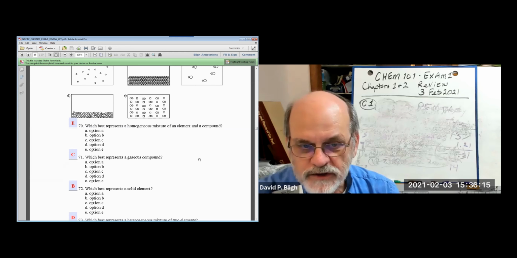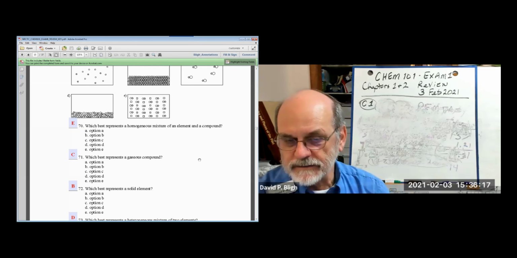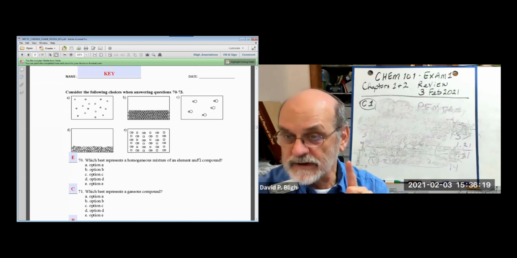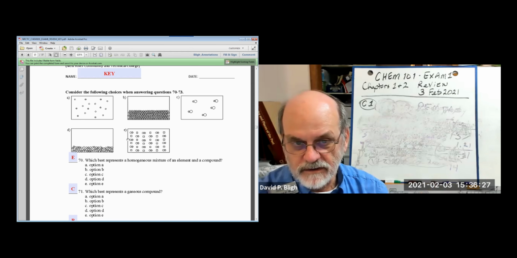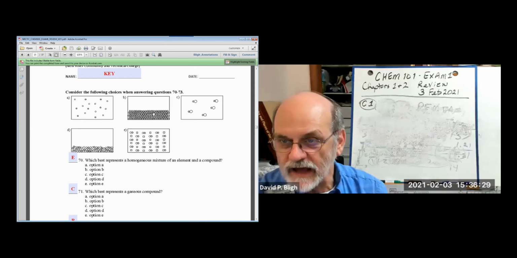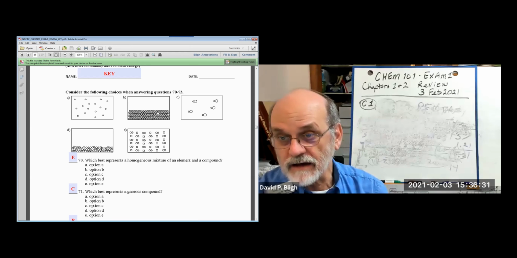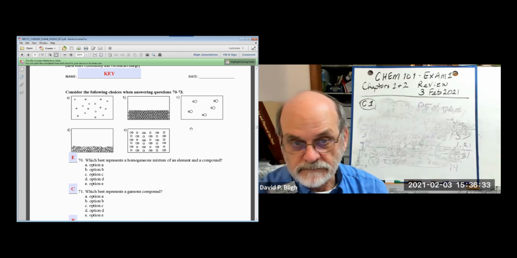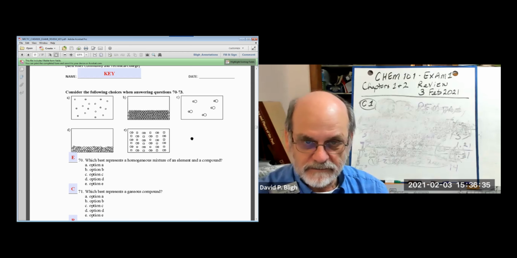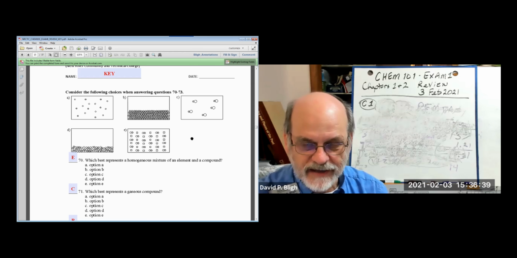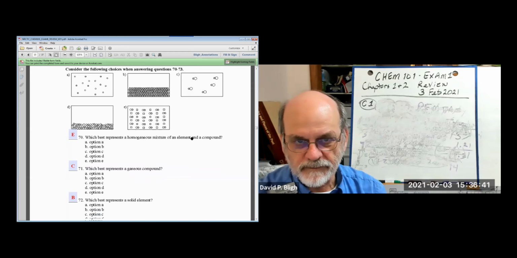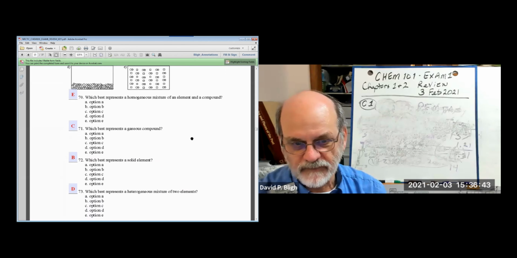72, which best represents a solid element? We need an element, and it has to be solid. That's not an element. That's not an element. It's a mixture. That's a mixture. That's a mixture. This is the only element in there. And as it turns out, it's a solid. Regular arrangement of atoms that are all the same. That's why B is the answer there.